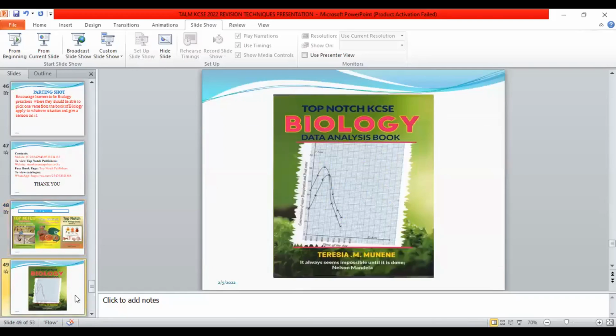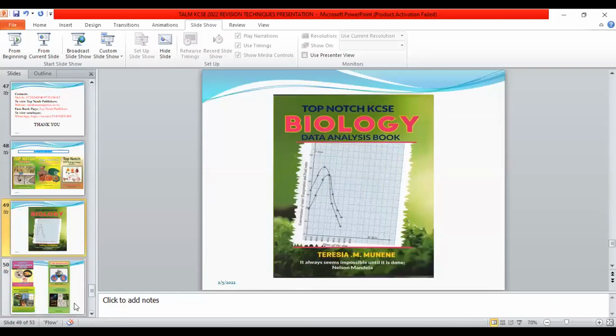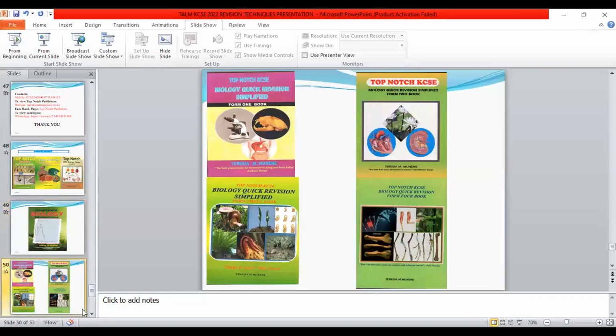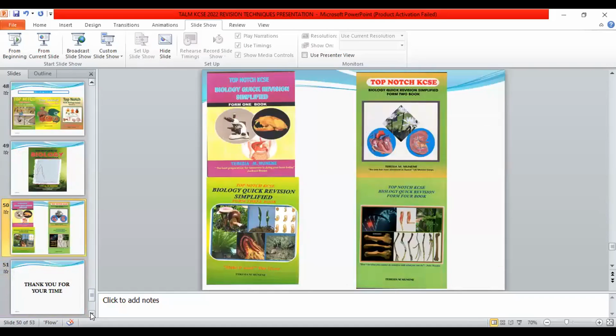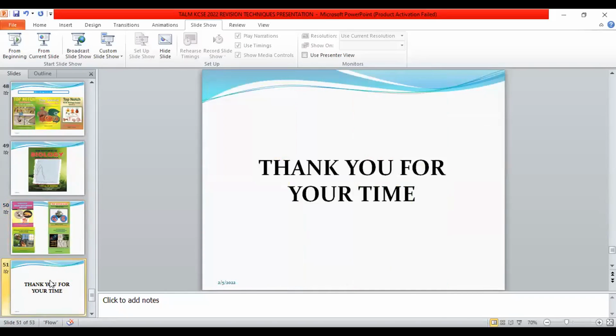And then Madam Teresia will tell us more about the top-notch KCSE books. They are very nice, good books, and I would personally advise teachers to get them for the learners. She will guide us on where we can get the books, how they can be delivered to us, and the pricing. So before she does that, we can take some few questions. If you have a question, kindly ask.